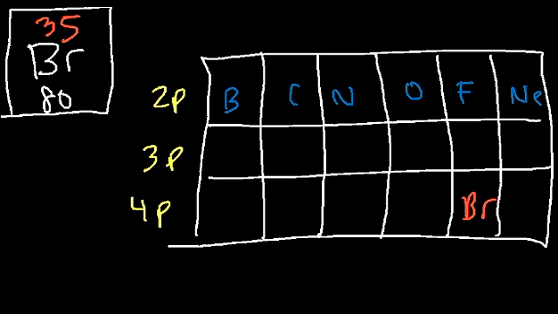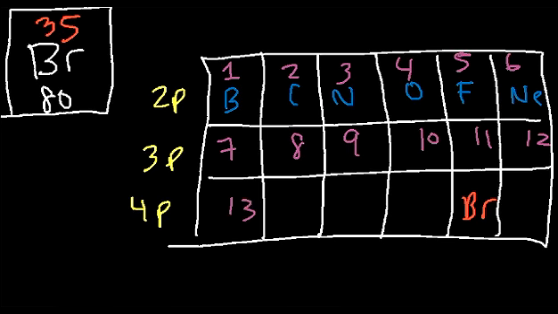So if you want to count the number of p electrons that bromine has, here's what you can do. Count the number of elements in the p block up to bromine. This is 1, 2, 3, 4, 5, 6, 7, 8, 9, 10, 11, 12, all the way up to 17. So bromine has 17 p electrons. That's how you can get the answer the fast way.